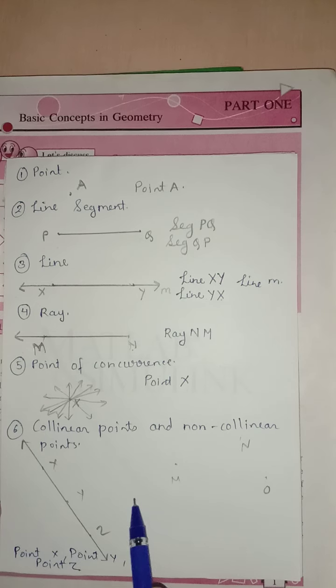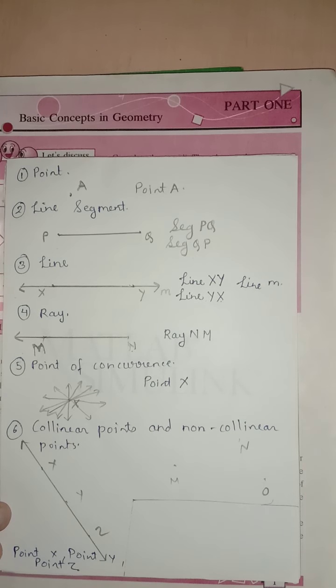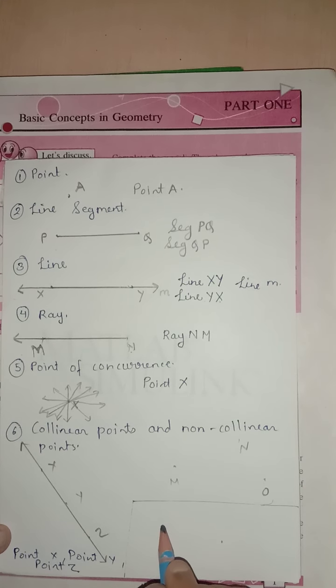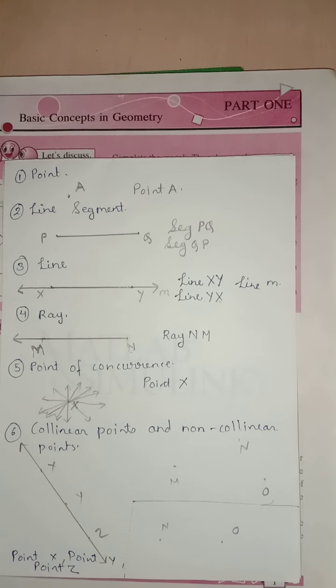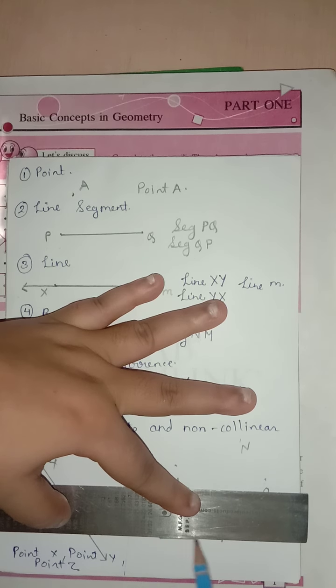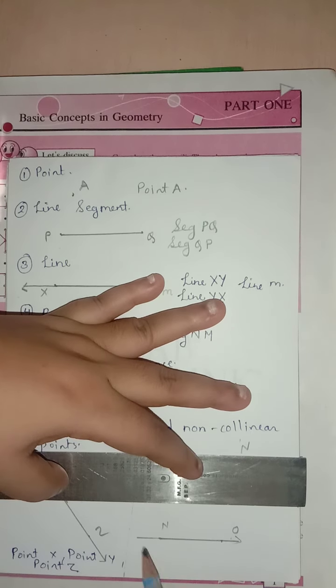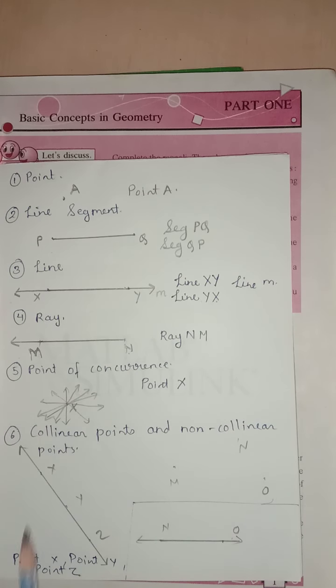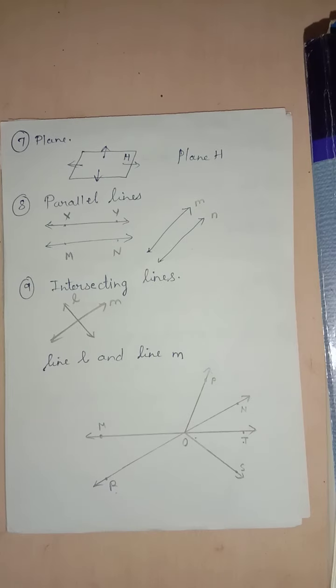Now the next thing we'll revise is how many lines we can draw from 2 points. Suppose this is N, O. So we have point N and point O. From these 2 points you have to draw a line. How many lines can we draw? Children, we can draw only one line from 2 distinct points. Yes, in this way. So from one point we can draw many lines, but from 2 points we can draw only one line. Now we'll study the next concept, that is plane.